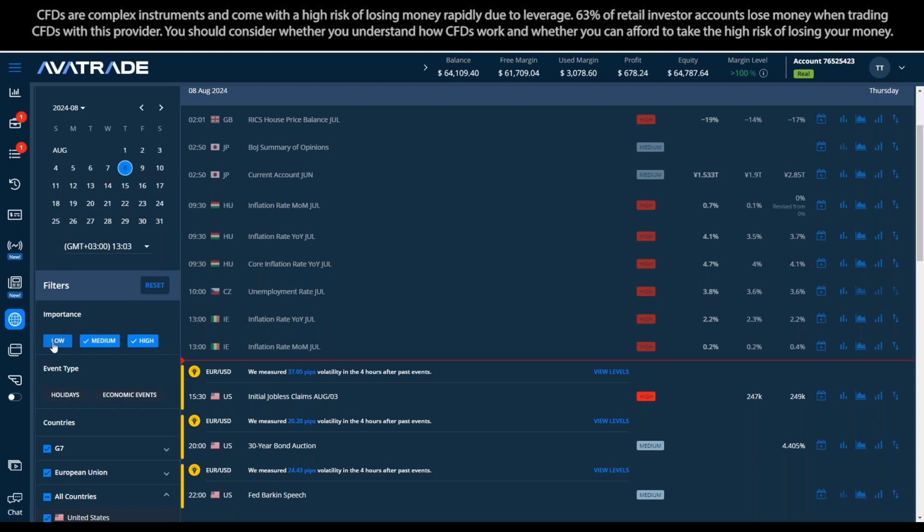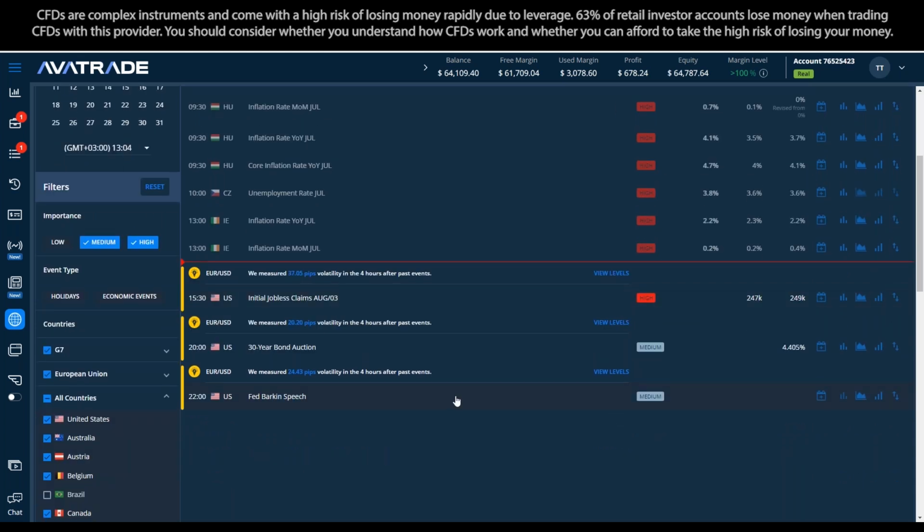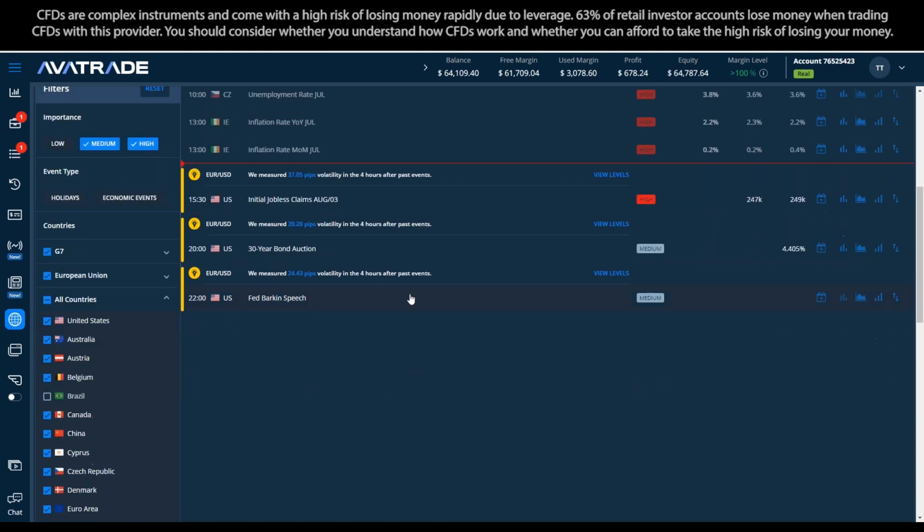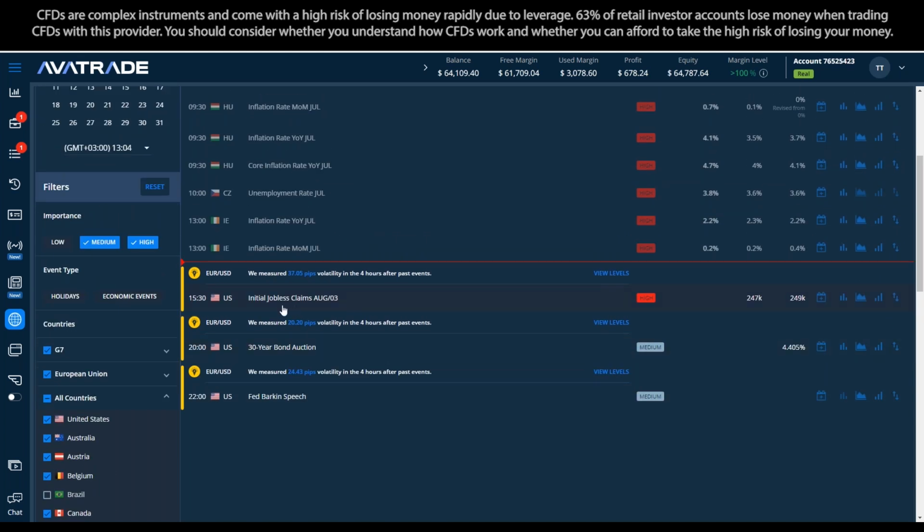I kind of leave the low importance ones off because they tend to have less effect in terms of price movement on the charts. And so the medium and high level announcements, and particularly the high level, tend to have more of a reaction, to cause more of a movement on the currency pairings that are listed with this economic calendar. And so if we look at upcoming announcements, we can see the next high-level announcement, and really the only one left today, are the initial jobless claims out of the U.S.